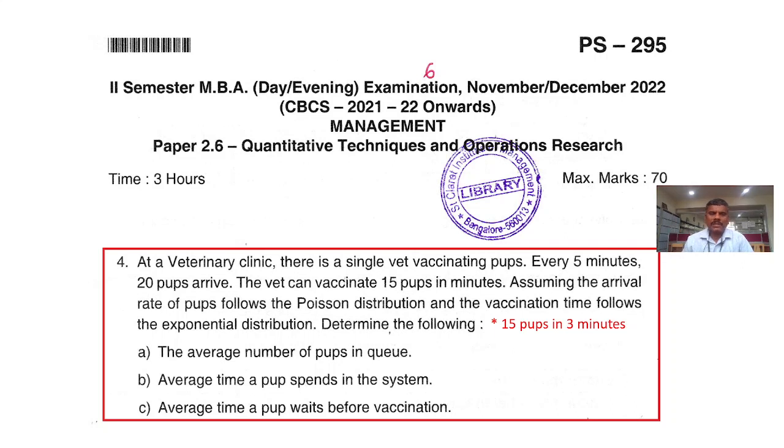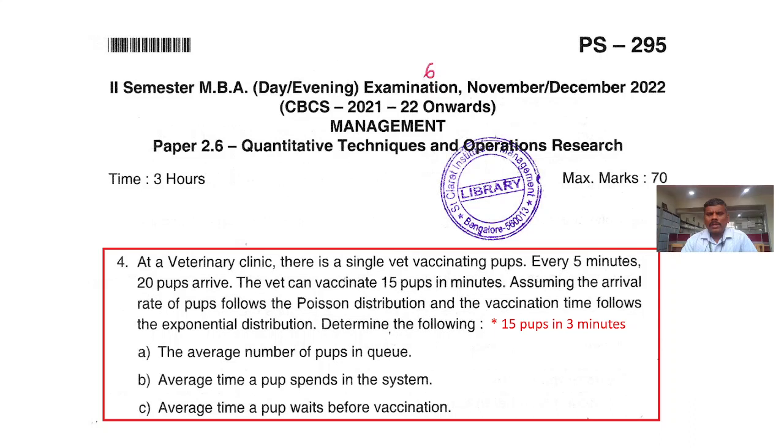Determine the following. A. The average number of pups in queue. B. Average time a pup spends in the system. C. Average time a pup waits before vaccination. So please read the problem 2 to 3 times so that you understand what is given in the problem and what is being asked in the problem. At least 3 times you must read.